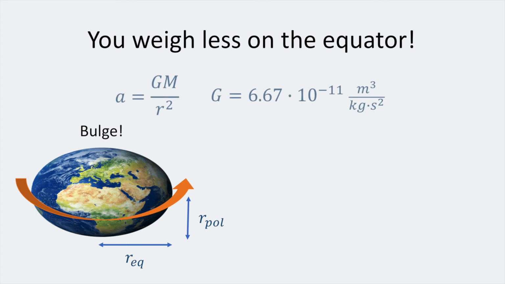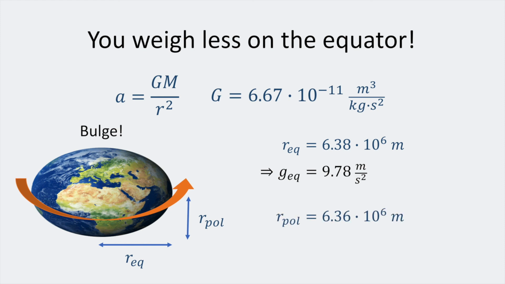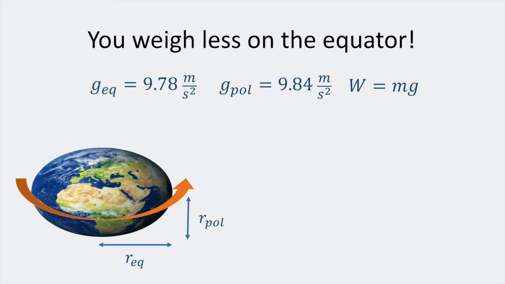and they create different gravitational field strengths depending on where on Earth you are. So if you use the formula and the value for the gravitational constant that we have since previously, we can calculate the gravitational field strength at the equator using the value 6.38 times 10 to the 6 meters as the radius at the equator. We get the gravitational field strength at the equator to be 9.78 meters per second squared. And using the radius at the poles, which is a bit less than at the equator, we get the gravitational field strength at the poles to be 9.84 meters per second squared, which is quite a bit higher than at the equator.